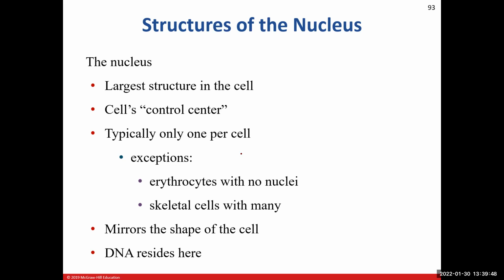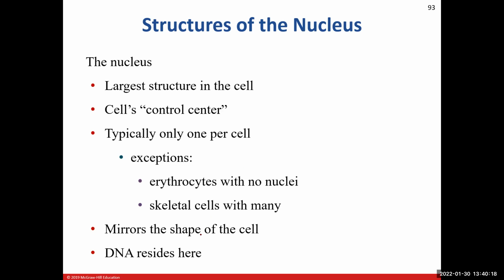Some cells will have many. We saw that with the skeletal muscle, and we refer to that as multinucleated. Even cardiac cells can have multiple nuclei, up to 2. And then there are some cells that don't have any. A mature red blood cell does not have any nuclei, so they don't live very long. And so again, most of the cells will have 1 nucleus per cell.